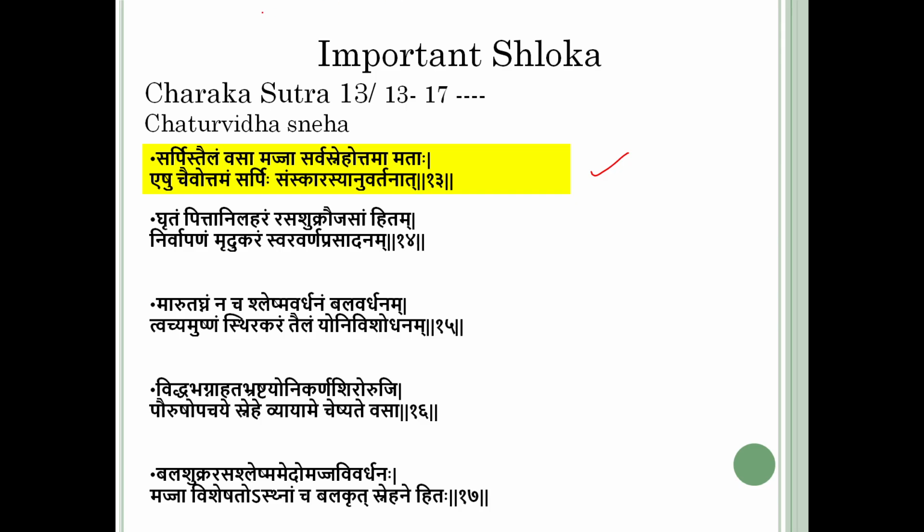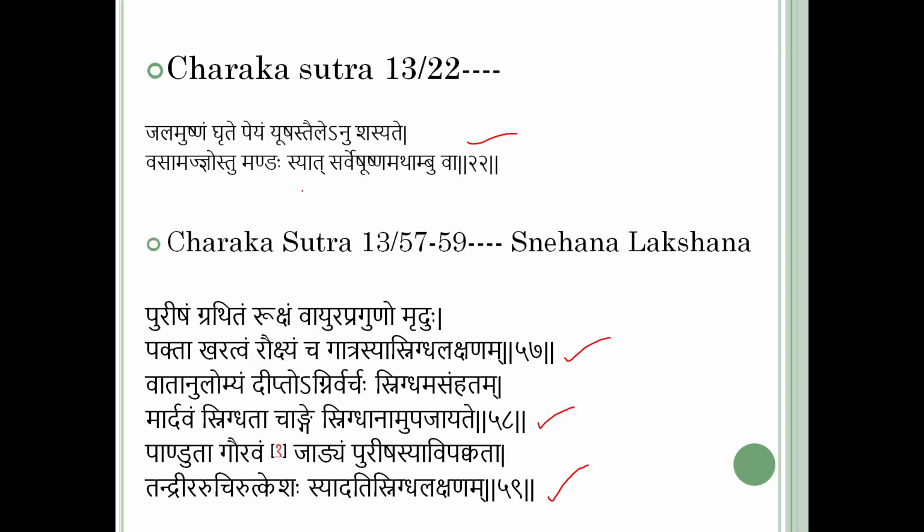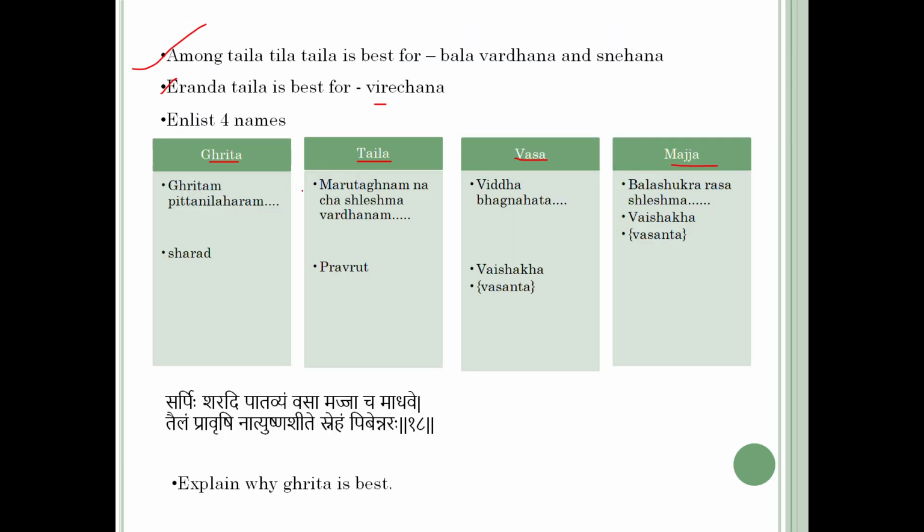These are the 4 snehas, sarpi, taila, vasa and majja. Sarva snehottama, among all the sneha, these four are best. And eshu chaivottamam sarpihi, among them also uttama is sarpi because it is having the property of samskarasyanuvartanat. So what is samskarasyanuvartanat? We will see that. So first in this you are going to write these four names.